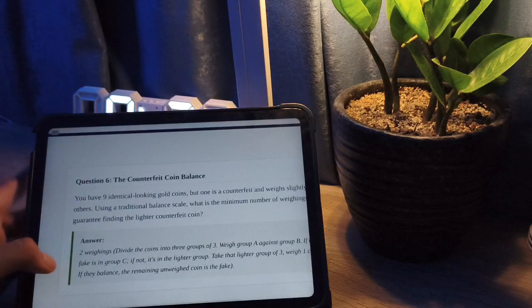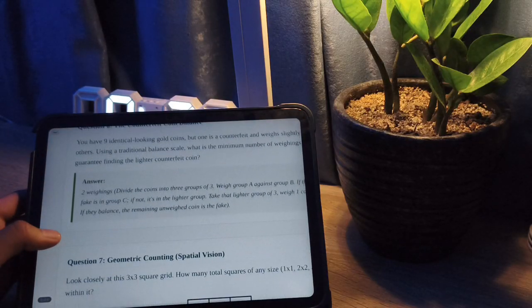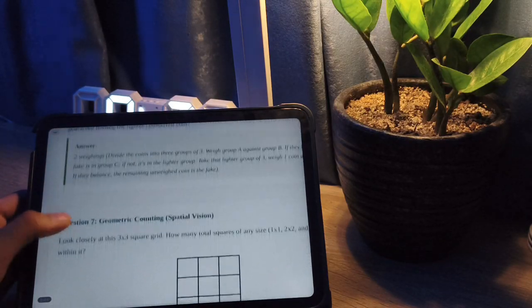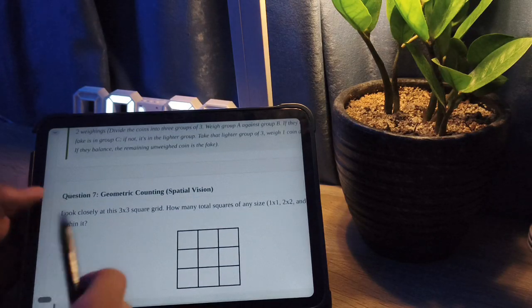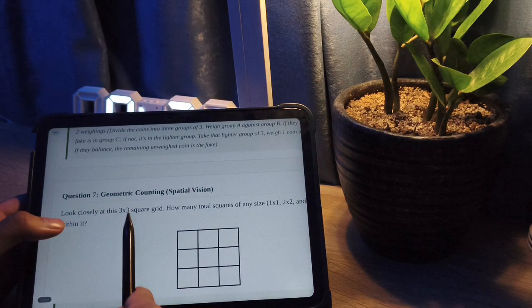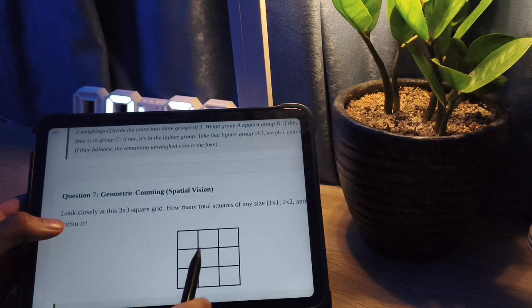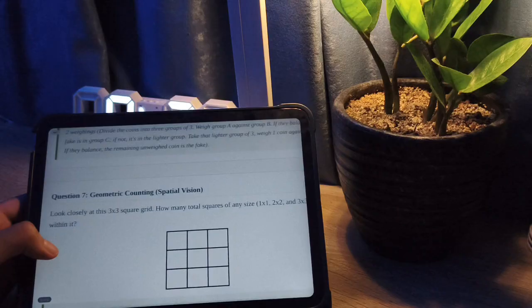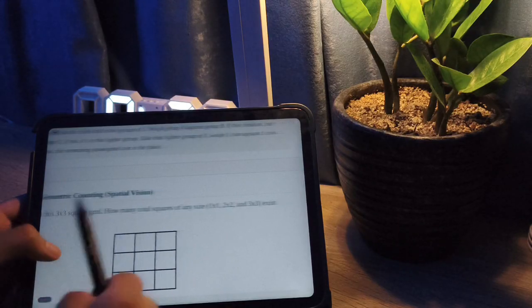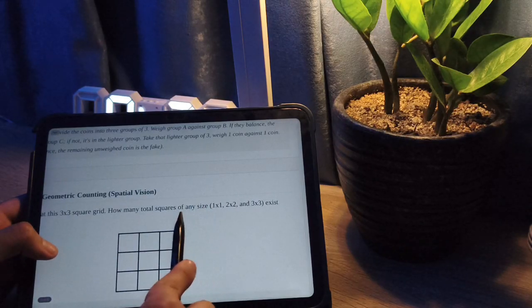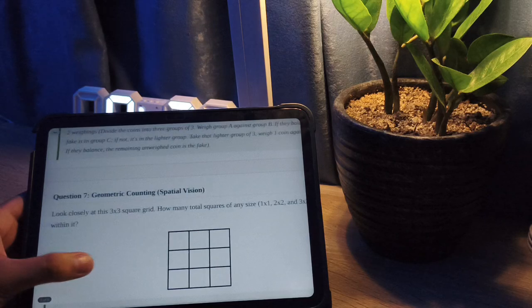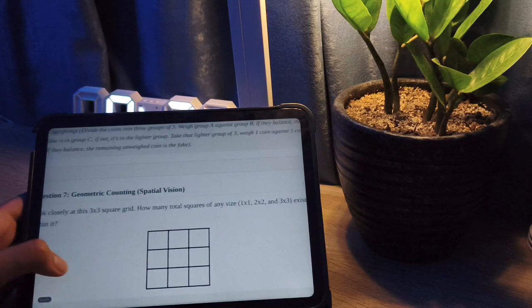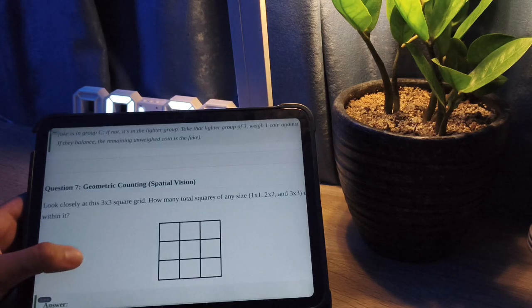Let's go to the next question, guys. Question number 7. Look at this 3 times 3 square grid. How many total squares of any size? Look at this, any size square. How many squares in this shape?